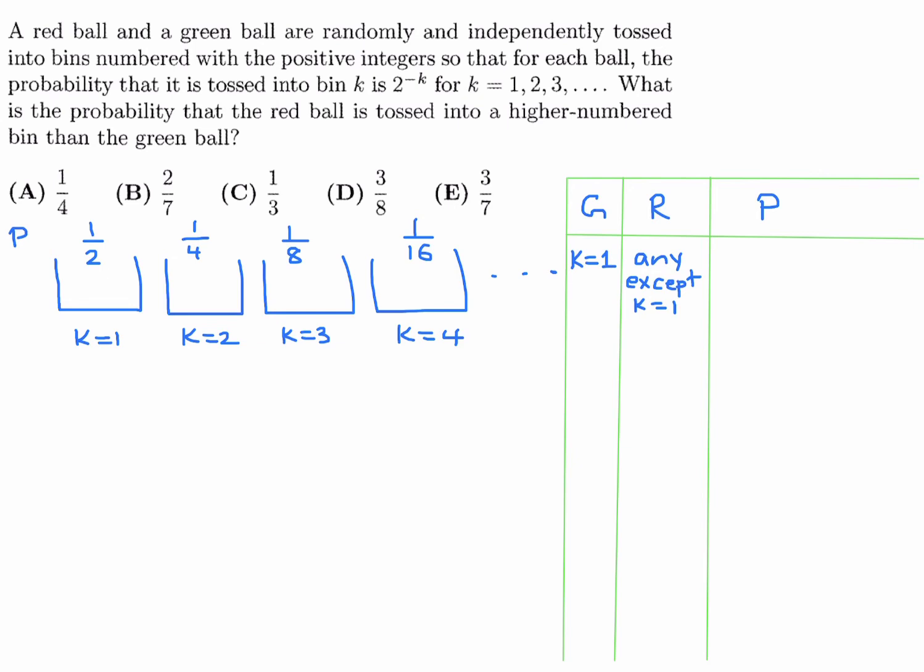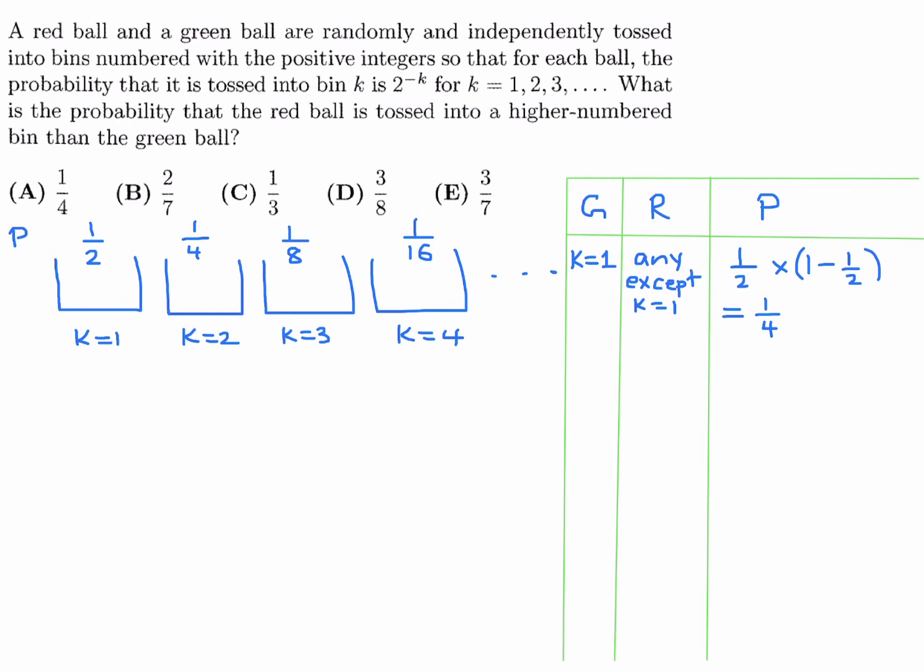Well, that's a half. And then we have to multiply that by the probability that the red goes into any one except the k equals 1. Well, that's just going to be 1 minus a half. We can put it in any one of these, but it can't go in here. So the total probability is 1, so we just have to subtract that guy. Okay, so that looks like 1/2 times a half, which is a quarter.